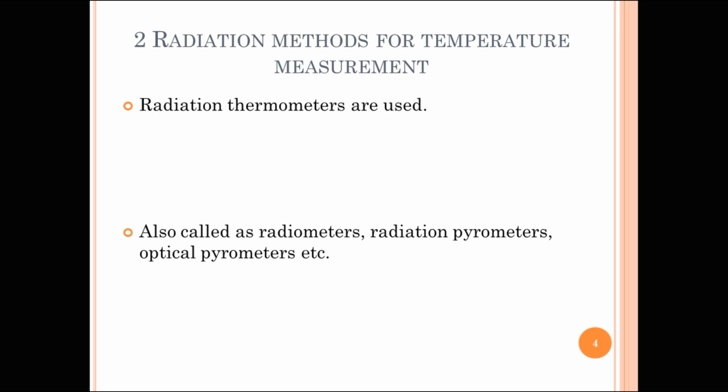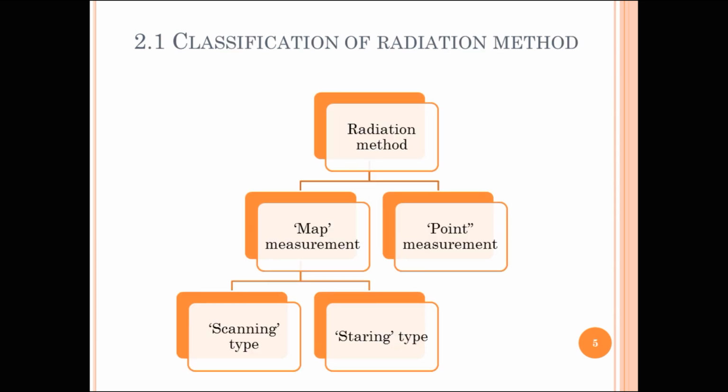Radiation thermometers are also called radiometers, radiation pyrometers or optical pyrometers, etc. Radiation measurement instruments can be usefully classified into those that are intended to measure temperature at a point and those that give a temperature map over an extended area, or imagers. Imagers can be further divided into scanning and staring types, as shown in the figure.